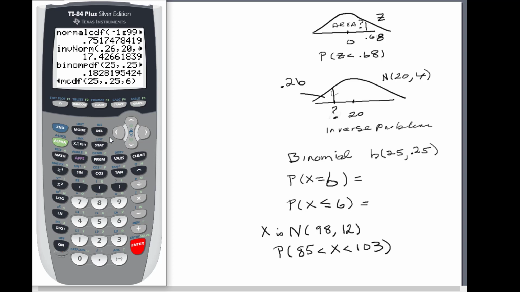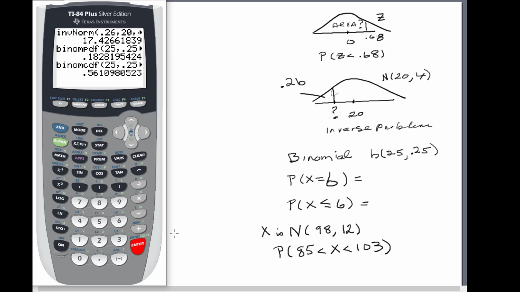So there's the command. It's binomial CDF, and what are the parameters? It's n, the number of independent repeated trials, the probability of success on any given trial, and the upper boundary here, the 6, is less than or equal to 6 successes. Press enter, and I see that probability is 0.56. So there's a little more than 50% chance that I'm going to get 6 or less of these questions correct.